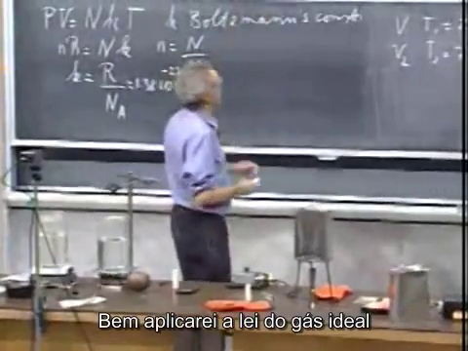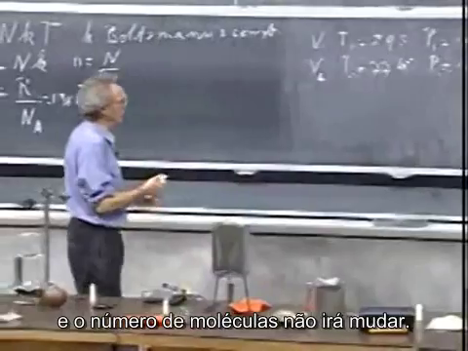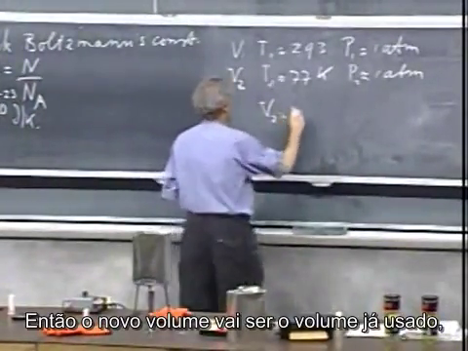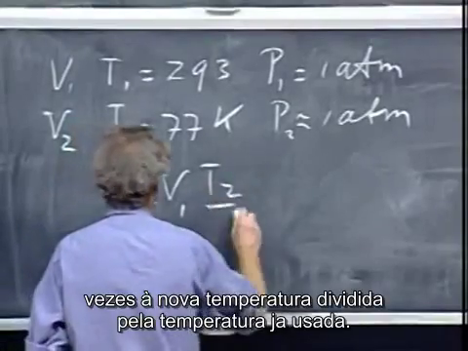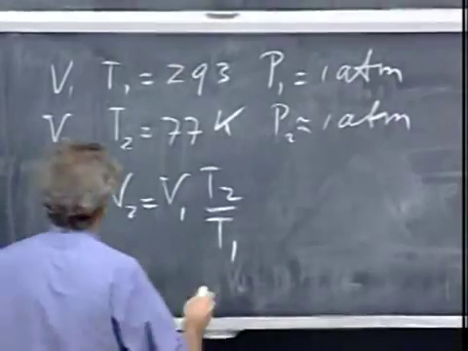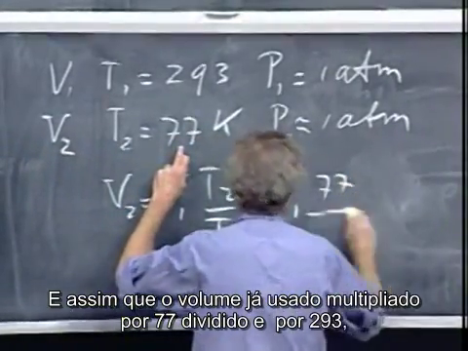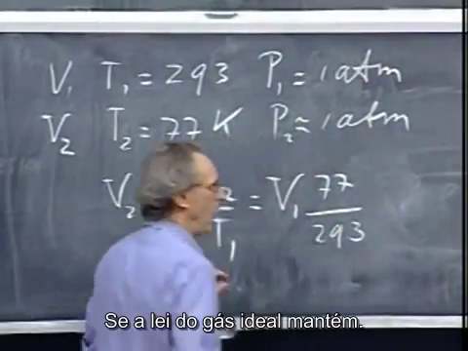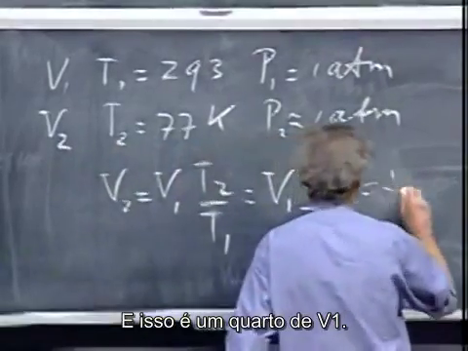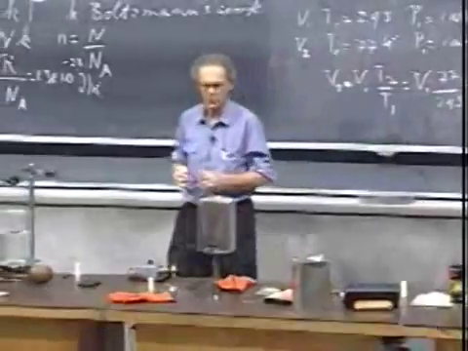Well, I apply the ideal gas law, and the number of molecules is not going to change. R is not going to change. So the new volume is going to be the old volume times the new temperature divided by the old temperature. And so that is the old volume times 77 divided by 293, if the ideal gas law holds. And that is 1/4 of V1.